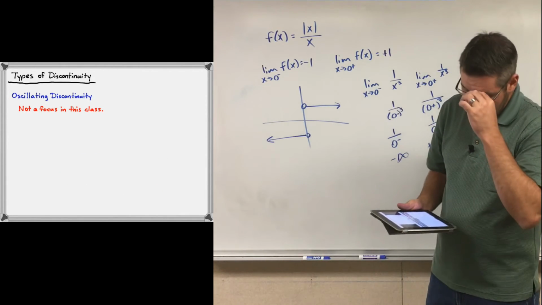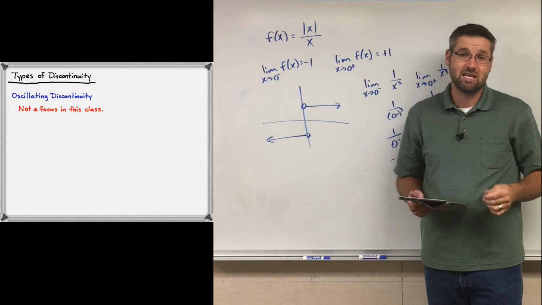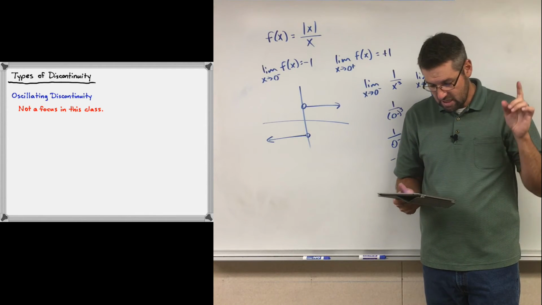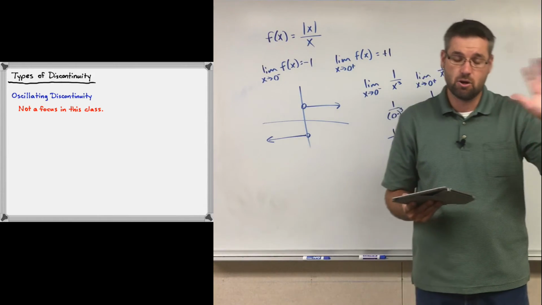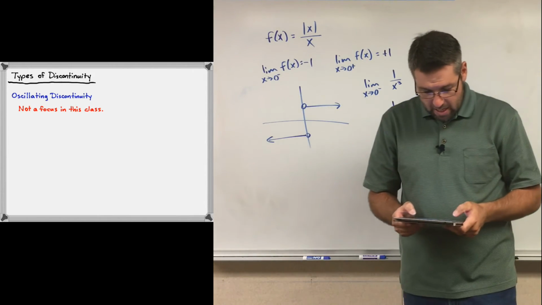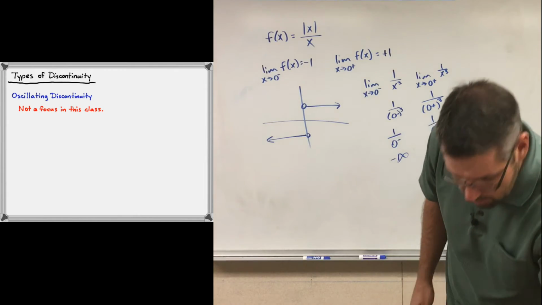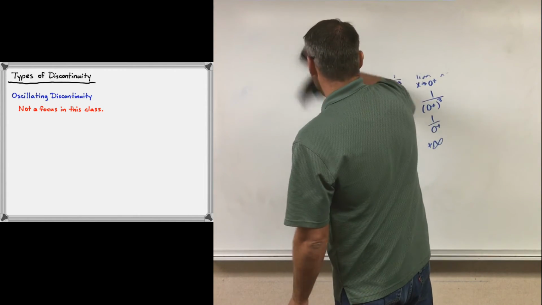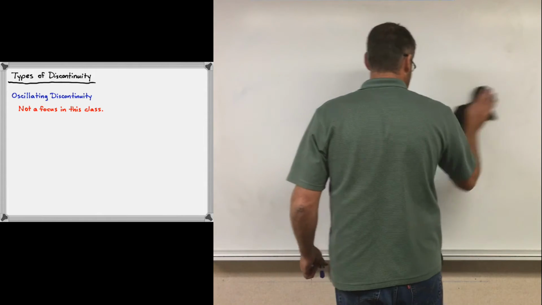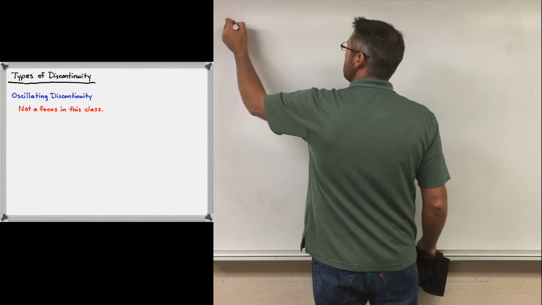And the last type of discontinuity is something called an oscillating discontinuity. You can see that that is not a focus in our class, so we're not going to talk about that. If you want to discover that on your own, go ahead and do that. But I do want to summarize the three that we are going to focus on and how we can check them real fast.